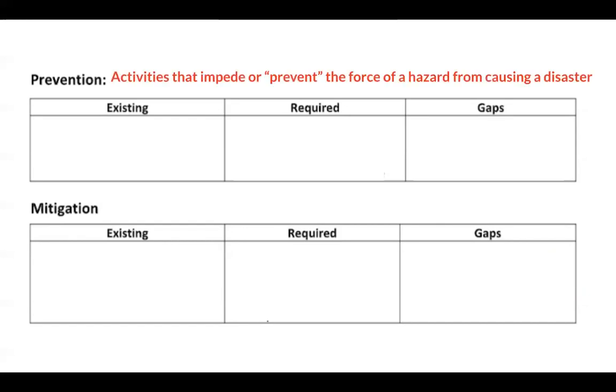So before we jump into filling out the form, let's first define prevention. So prevention is a way to impede or prevent a hazard from causing a disaster. Or in other words, prevent a disaster from occurring in the first place. So for this first part of the form, we'll list out any existing capacities our study area has in place to prevent a disaster from occurring.